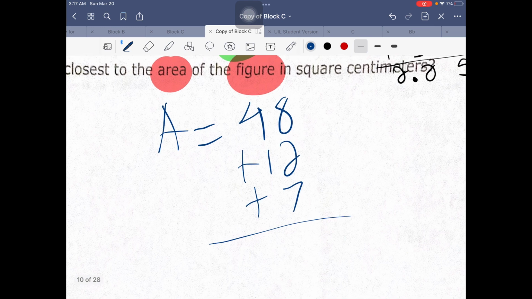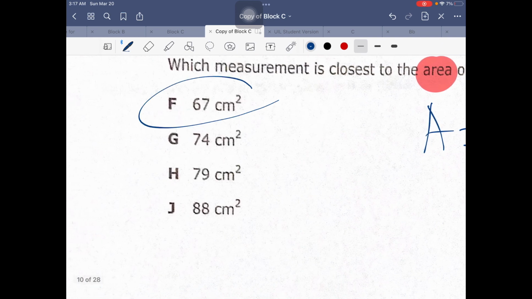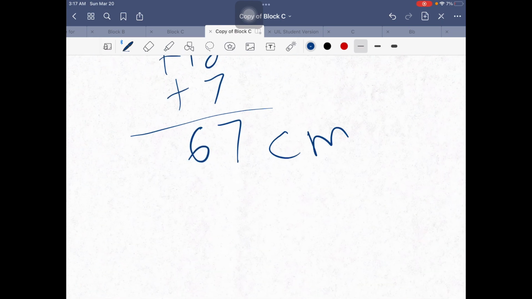8 plus 2 is 10, plus 7 is 17. And then 1 plus 4 plus 1 gives you 6. So my area is 67 centimeters squared.